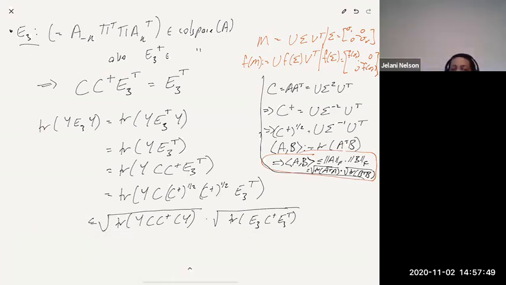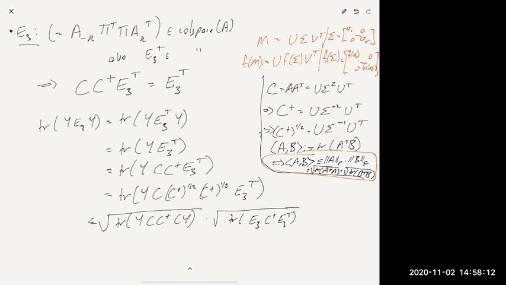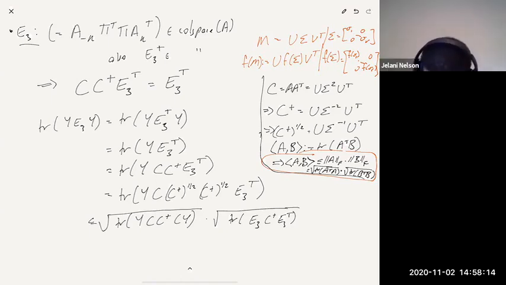Okay. Now, I can simplify this further. What's another name for CC plus C? If you're not used to seeing this, just remember CC plus is the orthogonal projection onto the column space of C. So what is CC plus C? C. Yeah, you project C onto its own column space, so you get back C. So this is equal to the square root of the trace of YCY times the square root of the trace of the other thing.